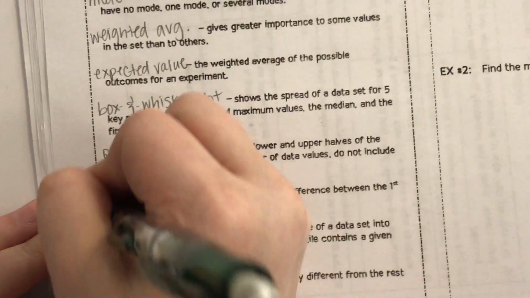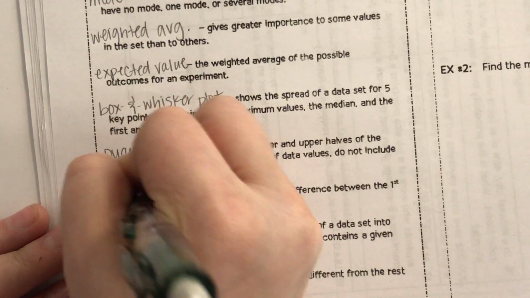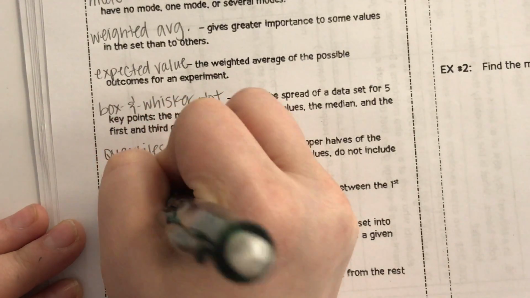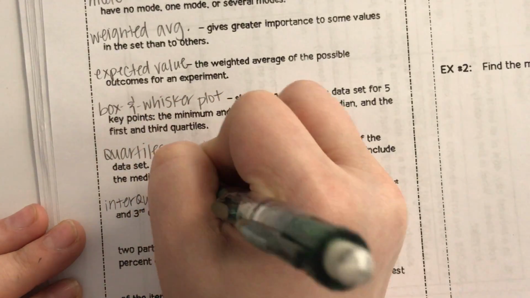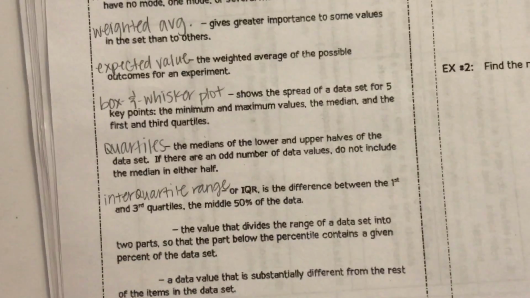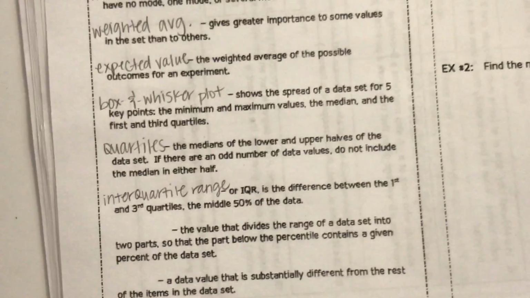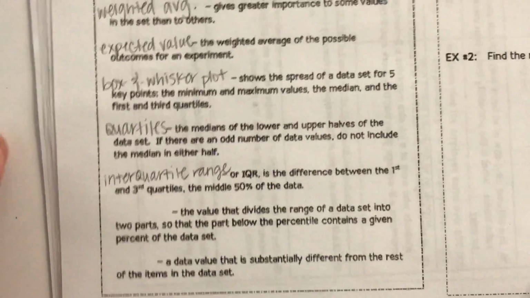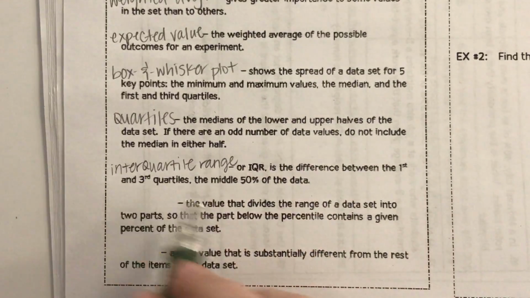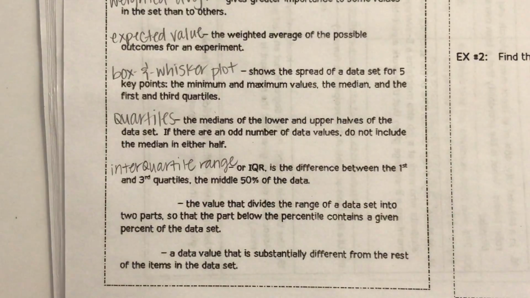Okay? The interquartile range, or IQR, is the difference between the first and third quartiles, the middle 50% of the data. Okay? And that's really important in a box and whisker plot.